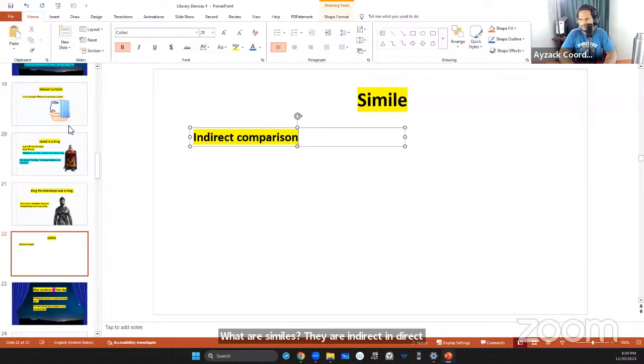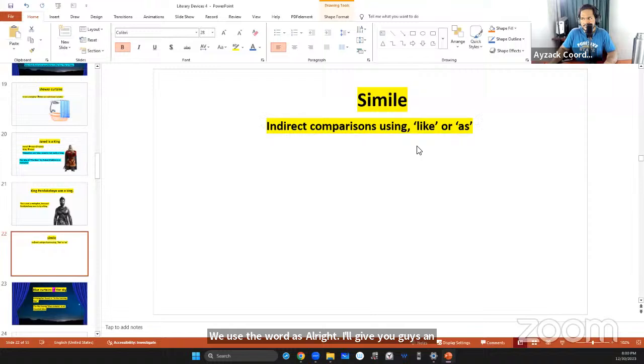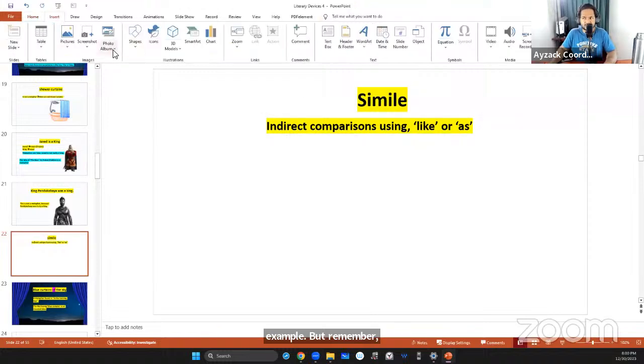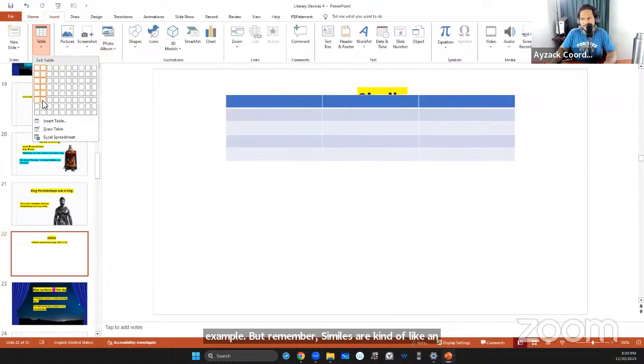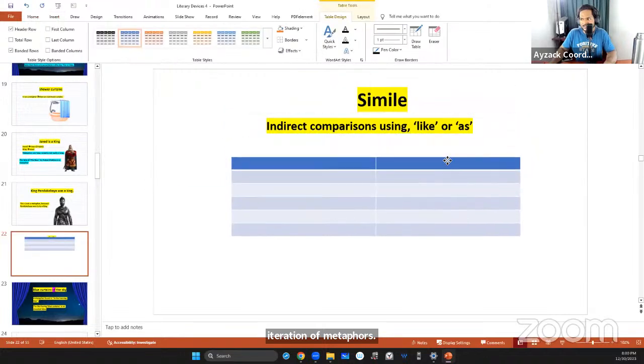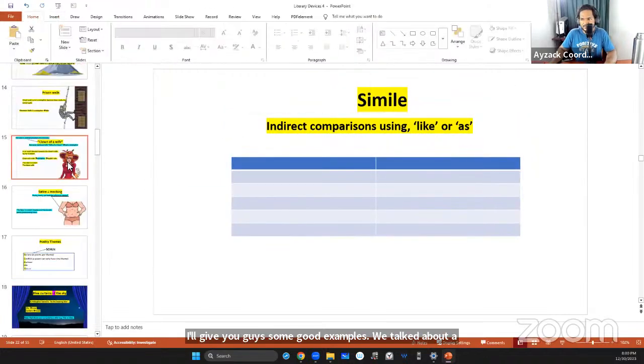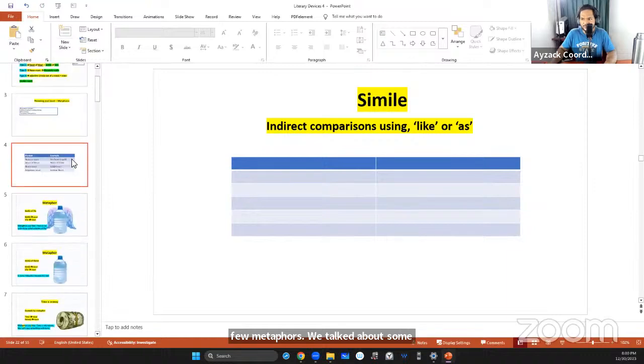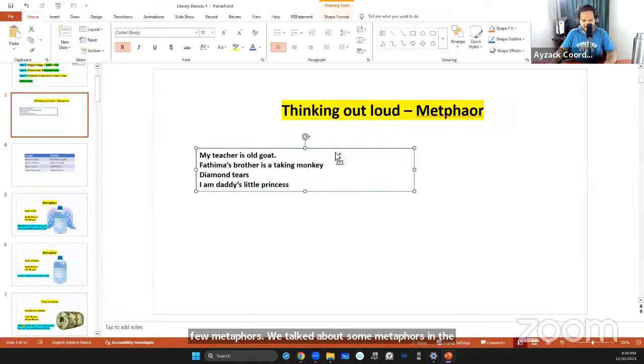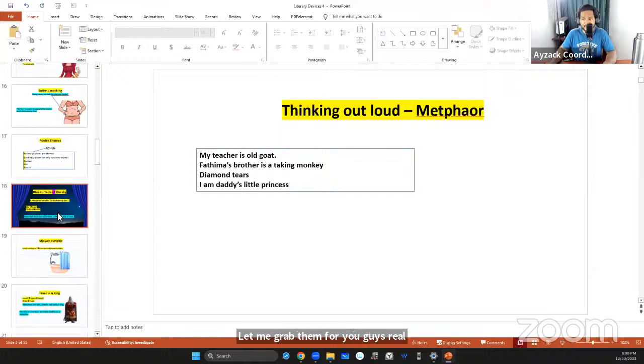comparisons. Now, usually we use like or as, right? We use the word like, we use the word as, all right? I'll give you guys an example, but remember, similes are kind of like an iteration of metaphors. I'll give you guys some good examples. We talked about some metaphors in the previous page, right? Let me grab them for you guys real quickly. We have 4 metaphors here.